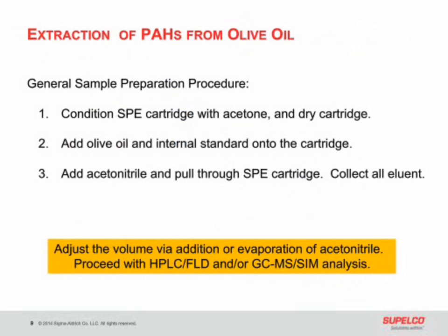Now let's take a look at an example application, the extraction of PAHs from olive oil. Essentially, this procedure is only 3 steps. First, you condition the cartridge with acetone and let it dry. Add the oil and internal standard to the cartridge, and then pull acetonitrile through the cartridge and collect the eluent. You can then adjust the volume via addition or evaporation of the acetonitrile and proceed with HPLC fluorescence or GCMS analysis.